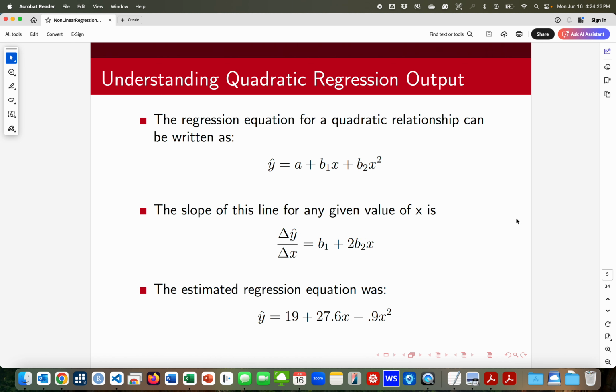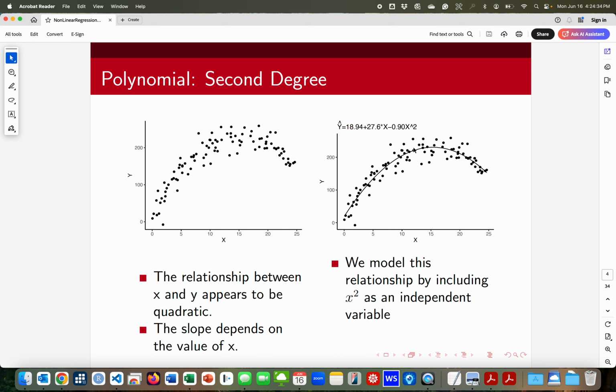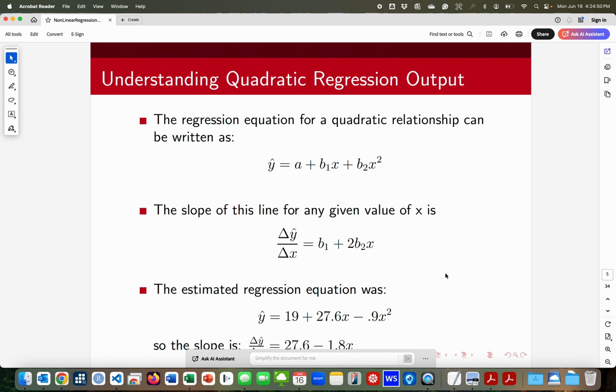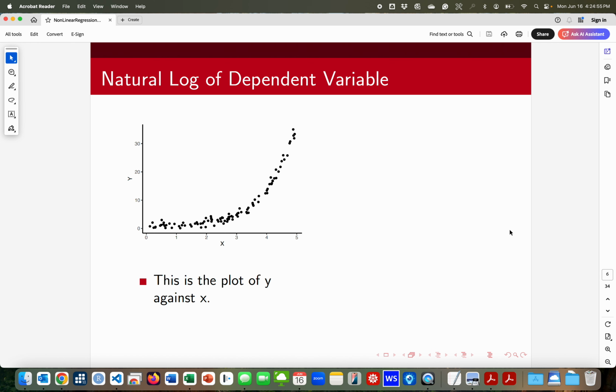If you set this equal to 0, right here, 27.6 minus 1.8x, just set that equal to 0, solve it for x. That will tell you precisely the point where this estimated regression line is 0. And for those of you that have had a calculus class, that's exactly how you determine the critical points when you're trying to find the maximum or minimum of a given second order polynomial. So again, we're going to do all these in Excel, so I'll show you some more examples there.